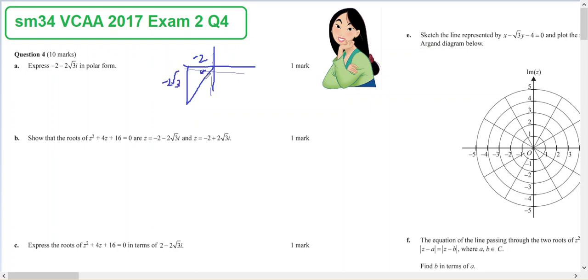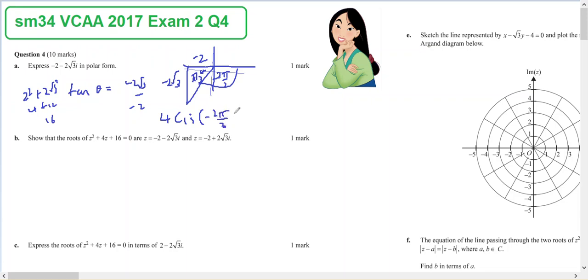This angle here is going to be, the tan of the angle is going to be opposite over adjacent, so -2 root 3 on -2, so root 3, so that's going to be pi on 3, therefore 2 pi on 3 negative, and 2 squared plus 2 root 3 all squared is 4 plus 12, 16. So we're looking at 4 cis minus 2 pi on 3.